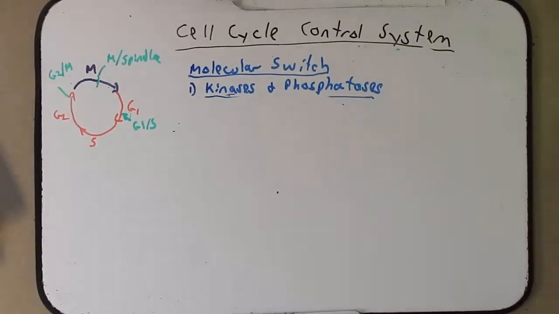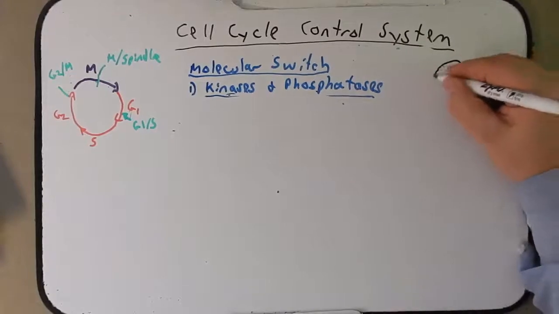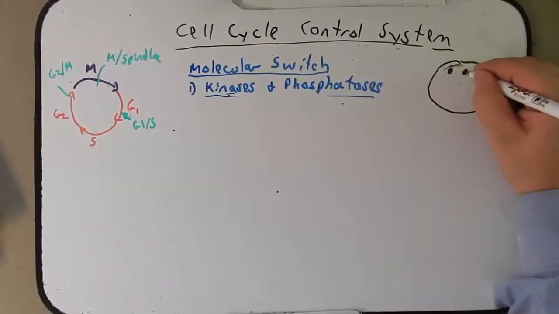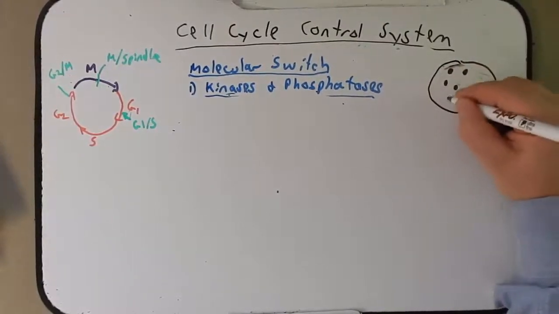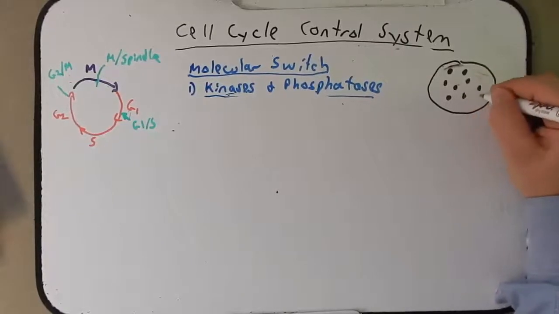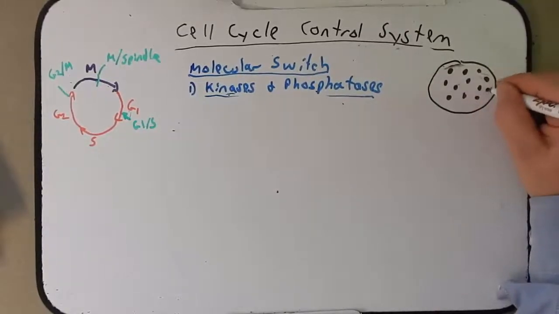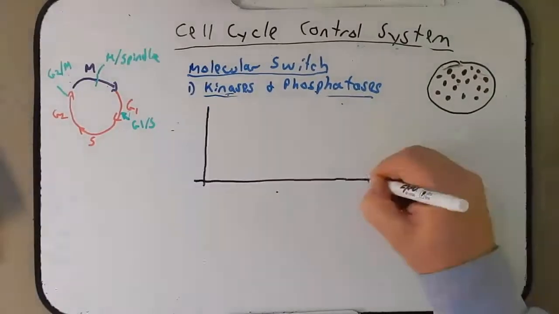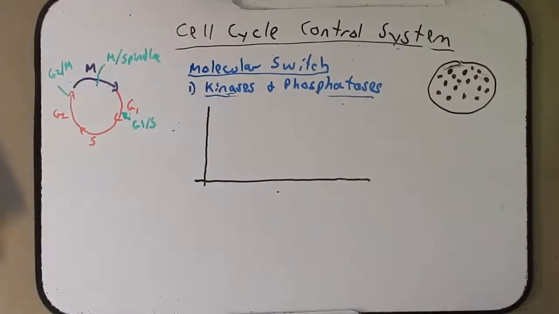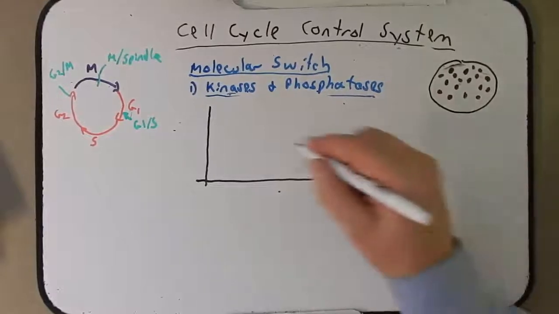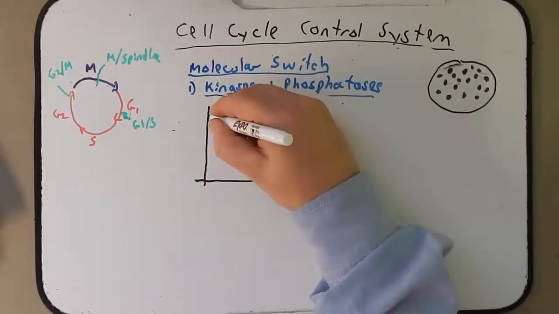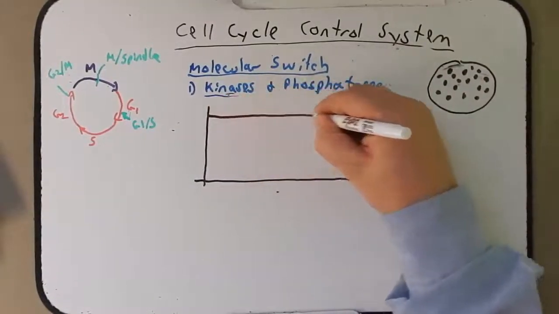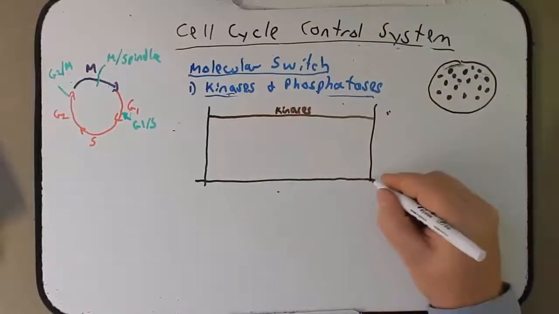Now within a given cell, if I were to draw a cell here, it's going to be full of these enzymes, these kinases, that regulate the cell cycle. They're always very abundant in the cell. And if we were to draw that in a graph, this is what we would see. I'm going to draw the kinases in brown on this graph. So they're always fairly high, but they're not always active.